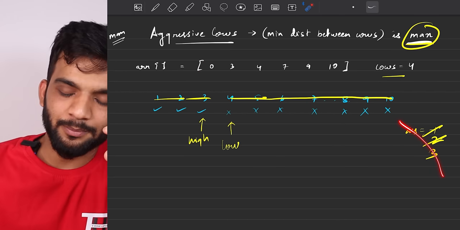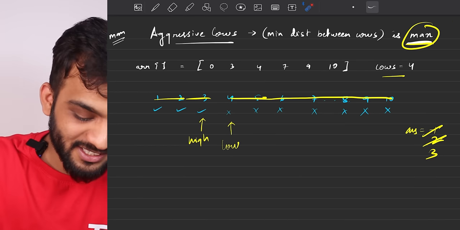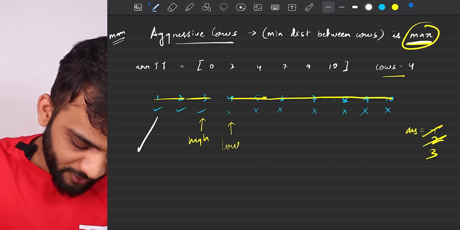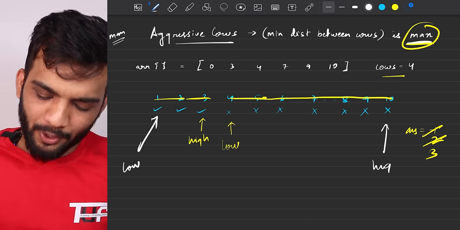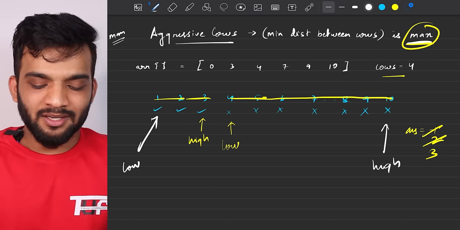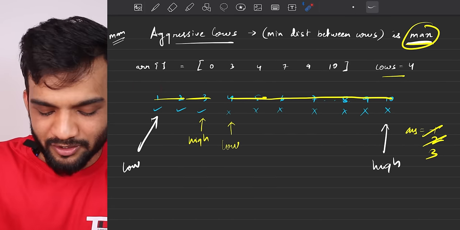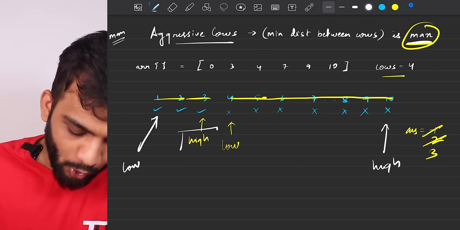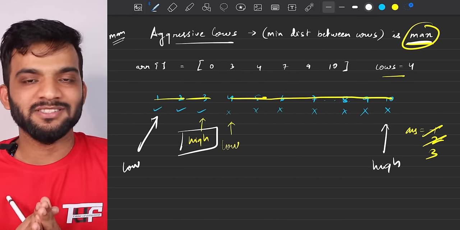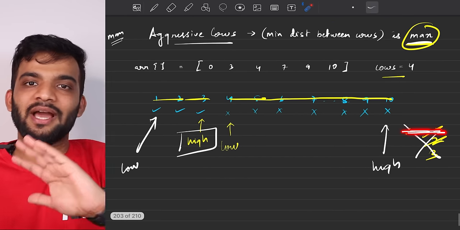But do we need the answer variable? No. If you have been seeing the playlist, you know how to find it. First, low was at a possible point and high was at an impossible point, in most of the cases. So low will always go to the possible polarity, and high will always go to the not possible polarity. So which one will be your answer? High is always going to be your answer. I hope that makes sense. So no need to use an extra answer variable.